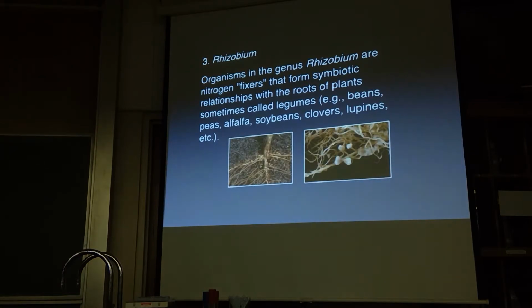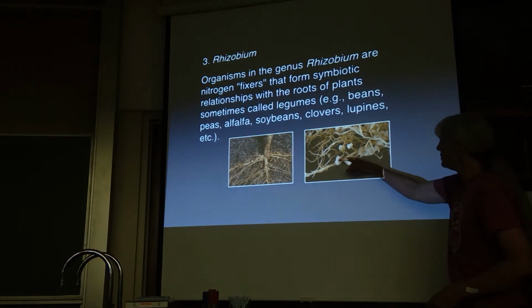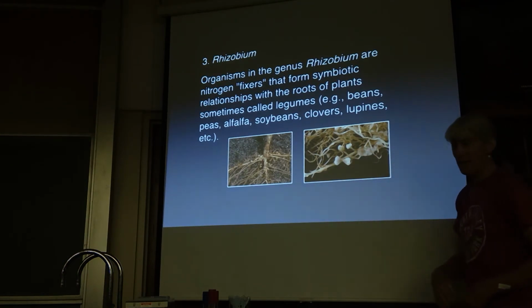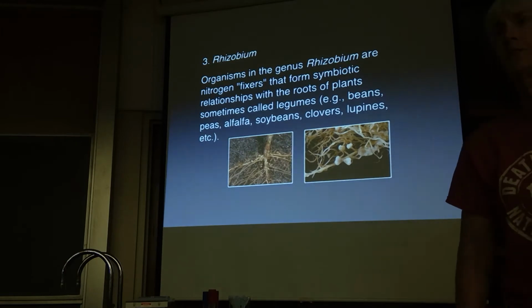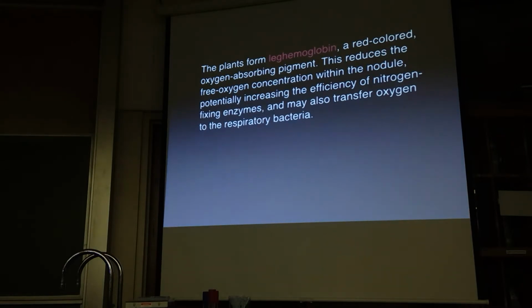So here we see root nodules. These are little structures on the surface of roots. These little root nodules. The plants form those, and Rhizobium lives in them. So Rhizobium is a symbiont, lives with legumes. The plants produce a substance called leg hemoglobin. Leg from legume. But what's hemoglobin?